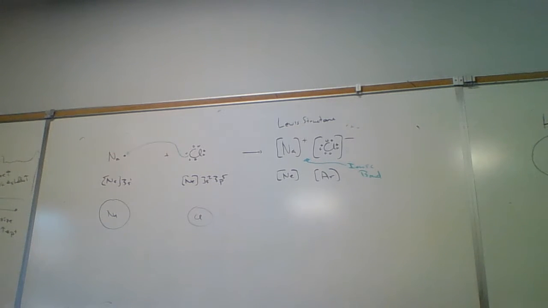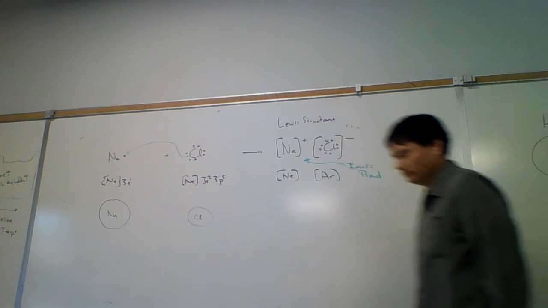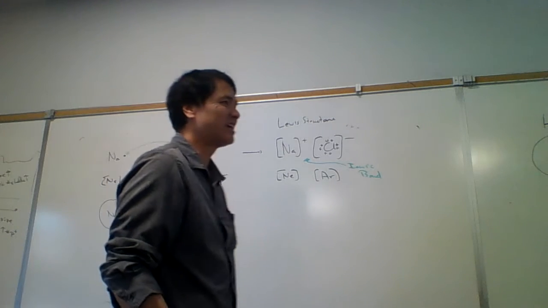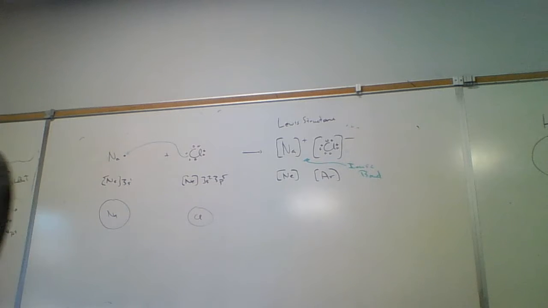Sodium's going to lose that electron. Chlorine's going to take it. And then we're going to end up with a sodium ion. This is called the first ionization energy. If we look at the ionization energies, they follow the size trend. And so let's go back to the size.